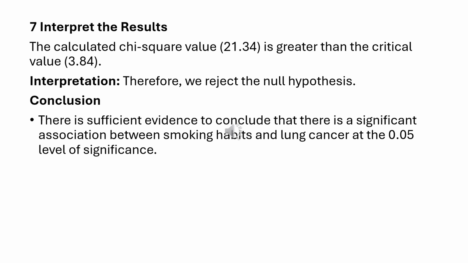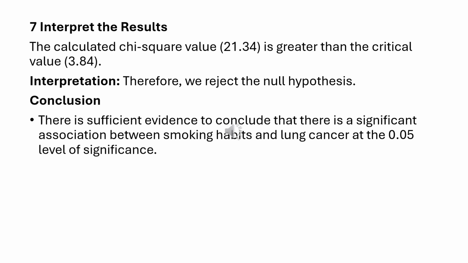The null hypothesis was that there is no relation between smoking and lung cancer, and the alternative hypothesis was that there is a relationship between smoking and lung cancer. Since in this example the chi-square value is greater than the critical value, the researcher has to reject the null hypothesis and accept the alternative hypothesis. So the conclusion is that there is a relationship between smoking and lung cancer. These are the steps involved in testing hypothesis using the chi-square test.